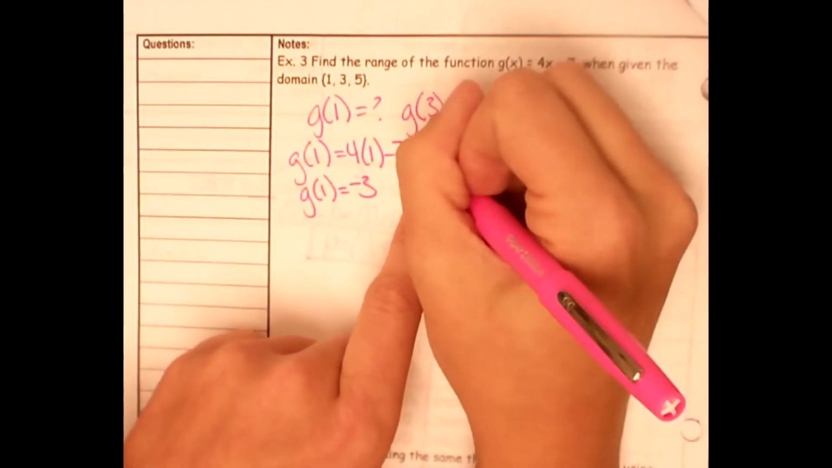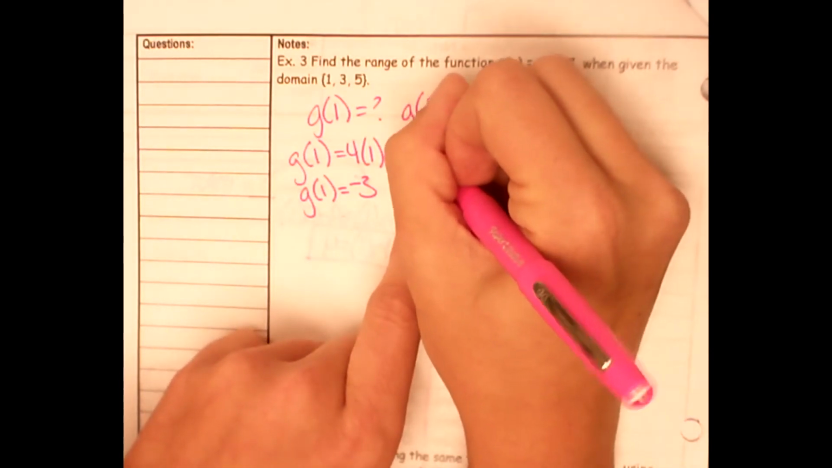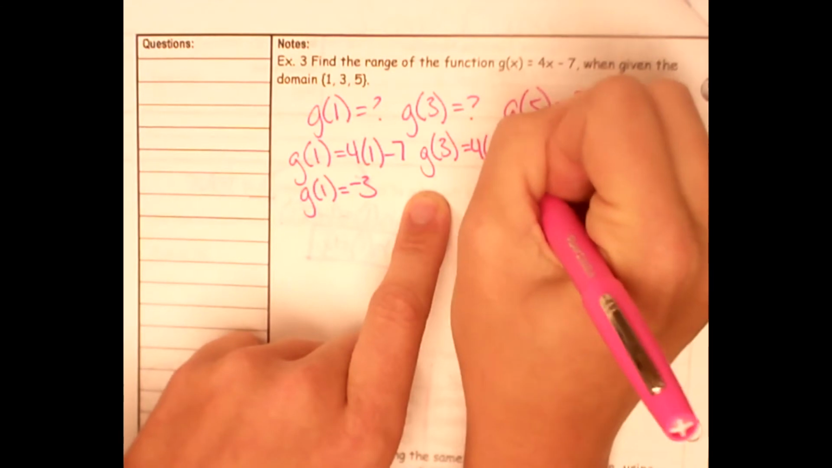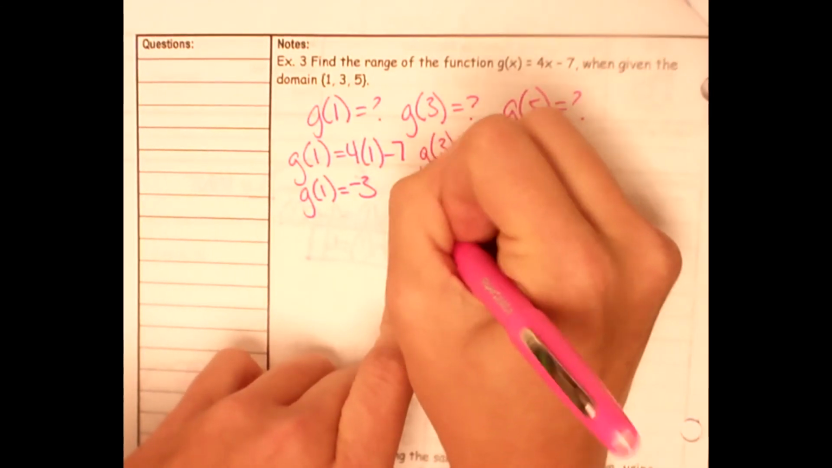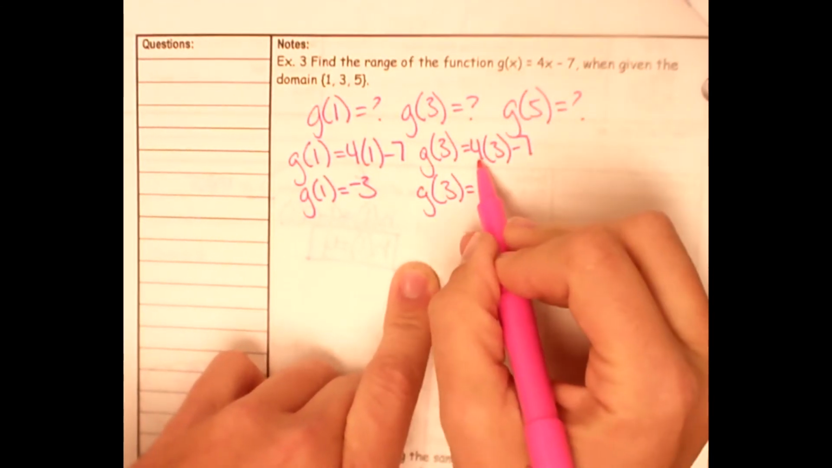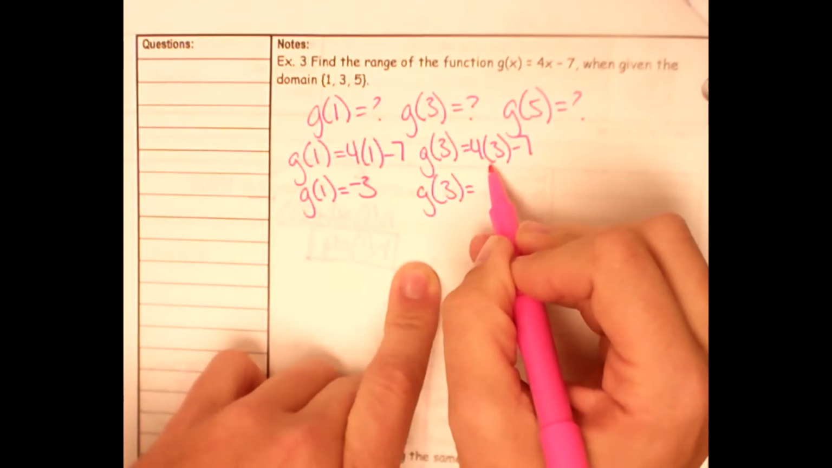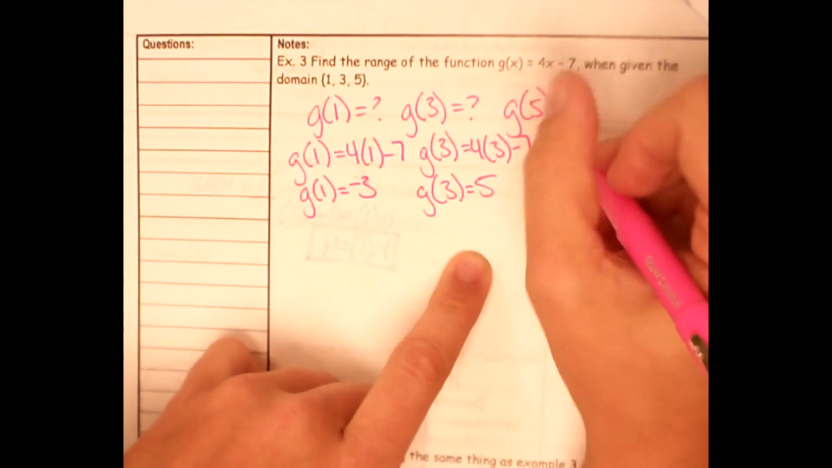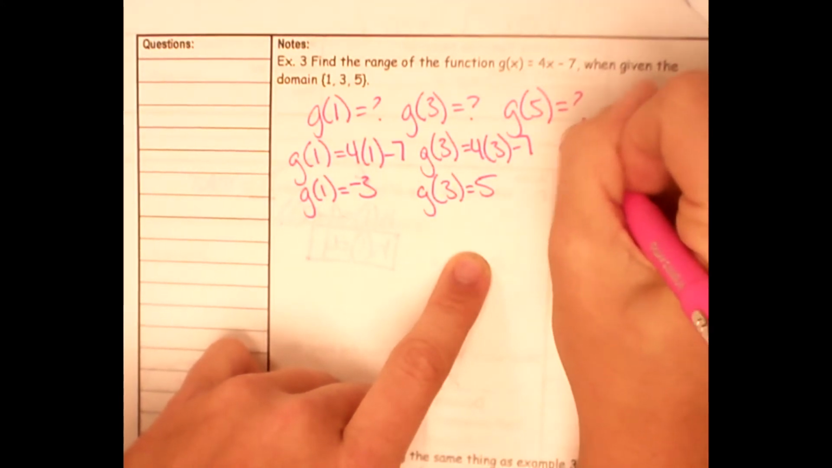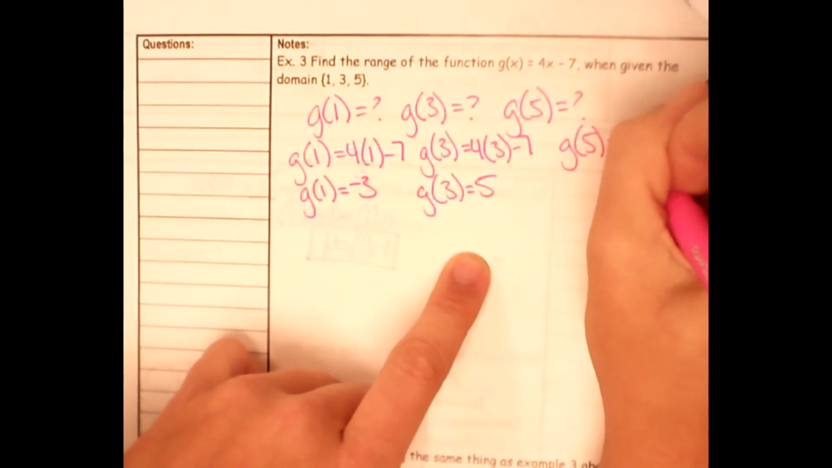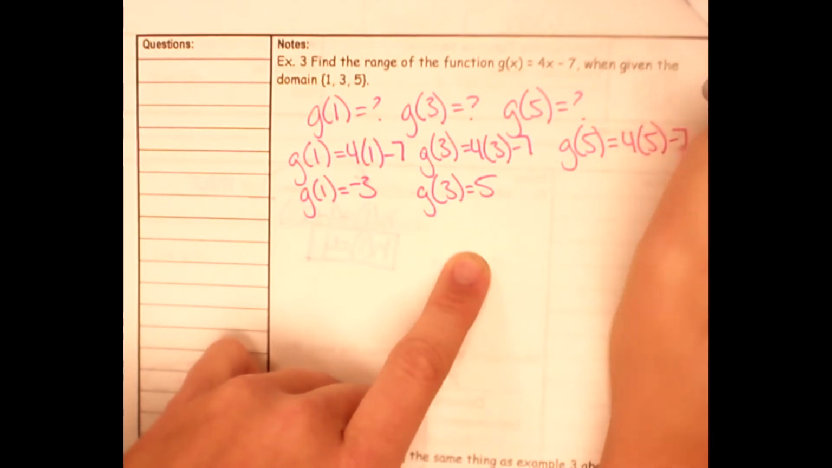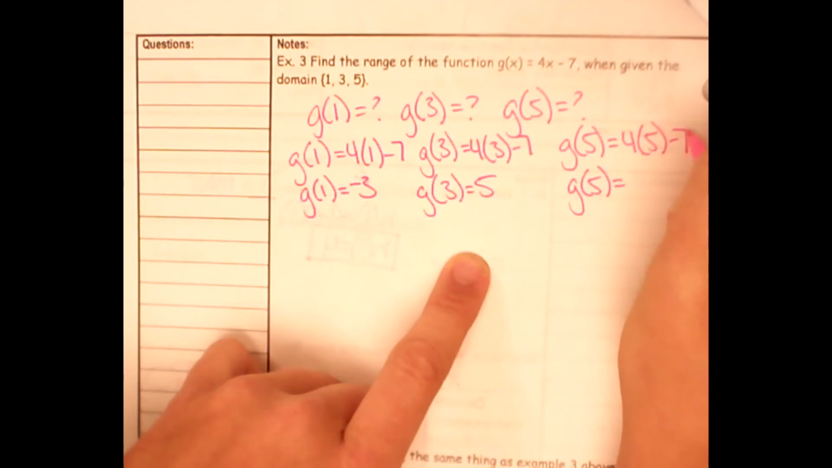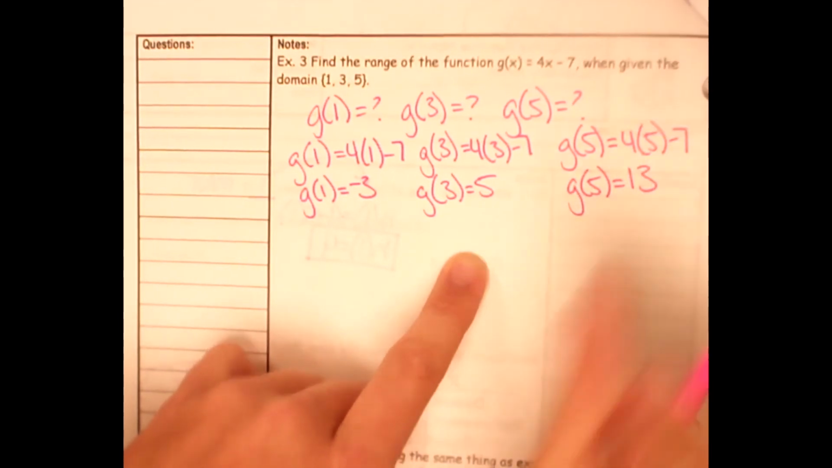Should have given us a little more space. When we do g of 3, we get g of 3 is equal to 4 times 3 minus 7. So then g of 3 is equal to 4 times 3 is 12, minus 7 is 5. The last one, g of 5. So we do g of 5 is equal to 4 times 5 minus 7. G of 5 is equal to 20 minus 7, which is going to be 13.